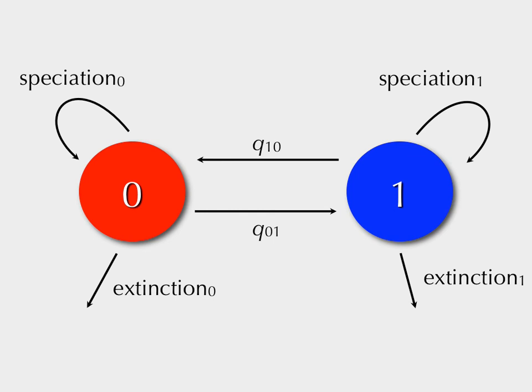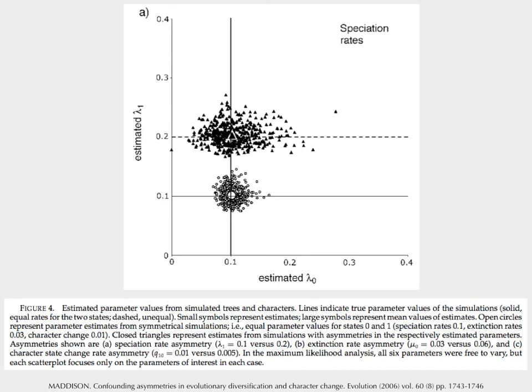So here's the basic model. Normally we either look at just these transition rates, ignore everything else, or look at just these rates. Now what we do is do them both at the same time.